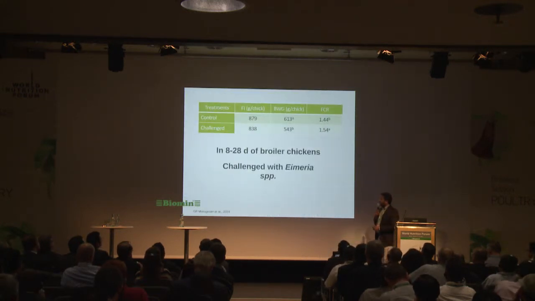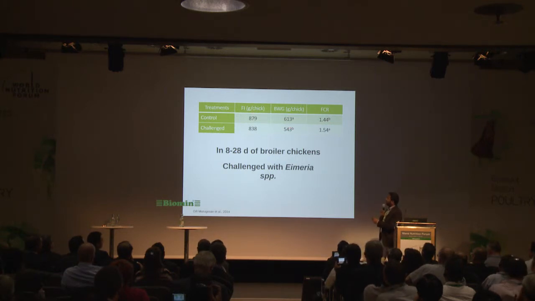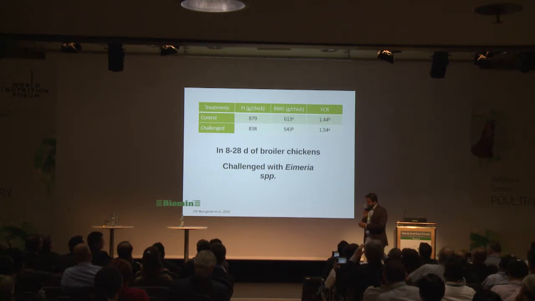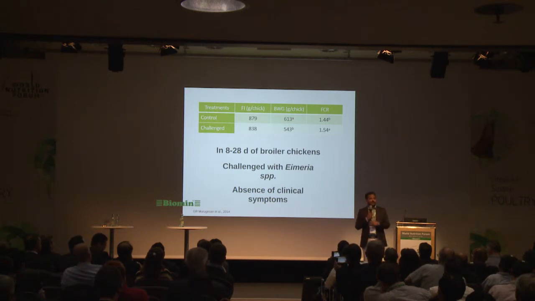And again, this was one of the experiments that we did. Here you can see the control group and the cocci challenge group. No difference in feed intake, body weight gain. Yes, there was some drop in body weight gain and FCR. But the interesting thing was, these were challenged with Eimeria species, but there were no absolute clinical symptoms. These birds were just quite normal, even though they were challenged with coccidiosis. But again, the loss was in performance.